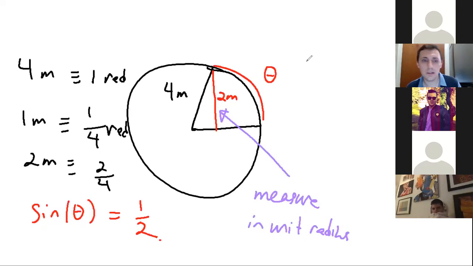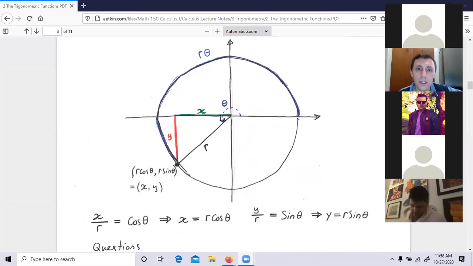Making sense, guys? You understand what I'm saying? In other words, when I say sine of theta is 1/2, I'm saying that this segment, which was measured in different units, when I convert to measuring in terms of radius, measures half a radius. That's why it's opposite divided by hypotenuse. It's the opposite measured by the number of times the hypotenuse is able to fit in it.